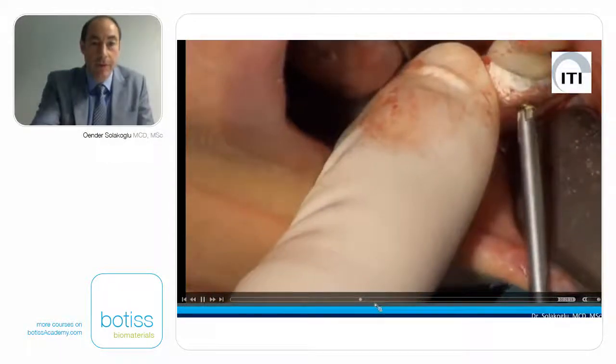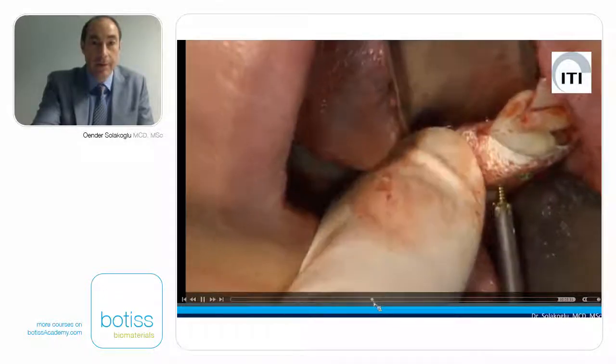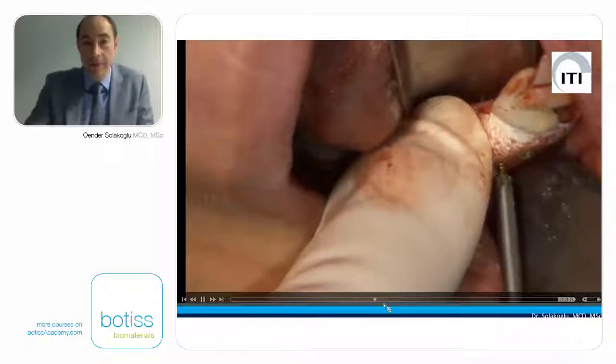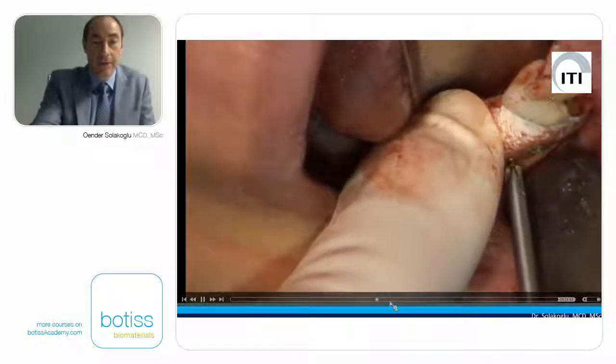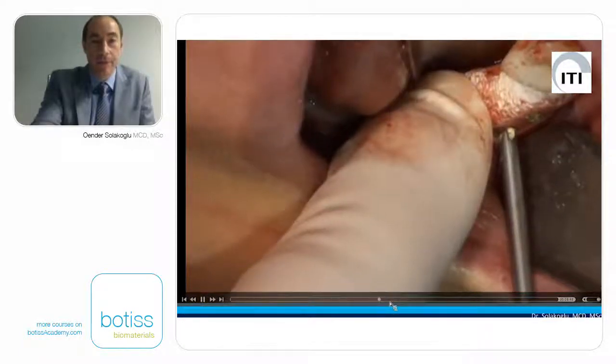This is almost real time, so we are about 3.5 minutes now. Basically, in the surgery, we are probably between 5 to 10 minutes at this point in time.